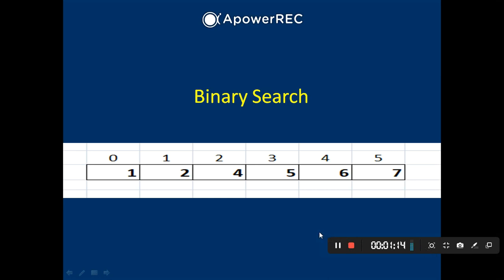Fine. But in the binary search, what happens? We are going to follow a particular technique, and there is a prerequisite for the binary search. Prerequisite means that things should be arranged beforehand. The first prerequisite of binary search is that the list will be either in ascending order or in descending order. Otherwise, the binary search technique is not going to work. Fine.